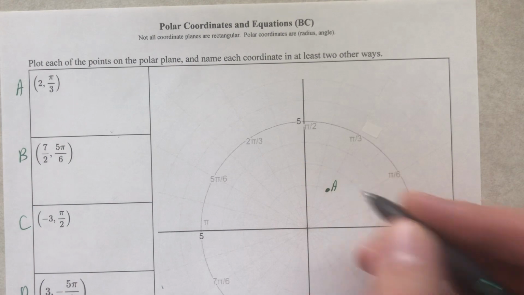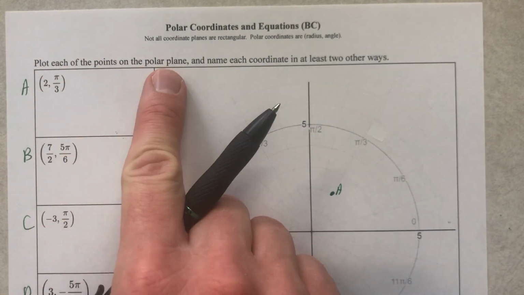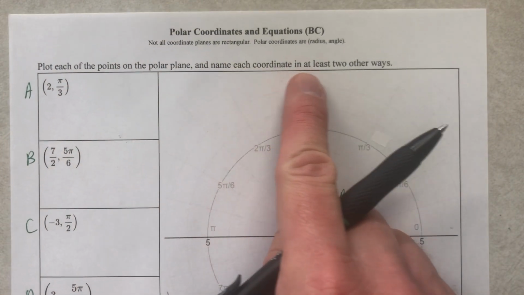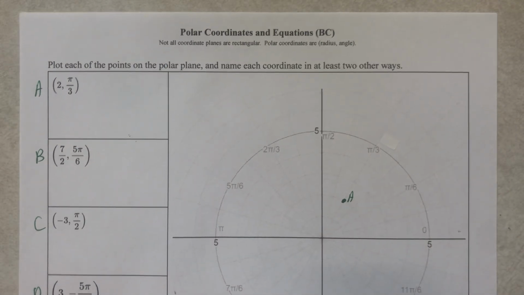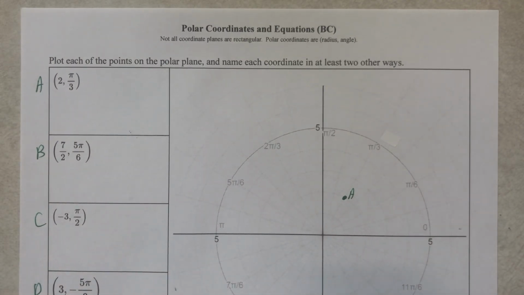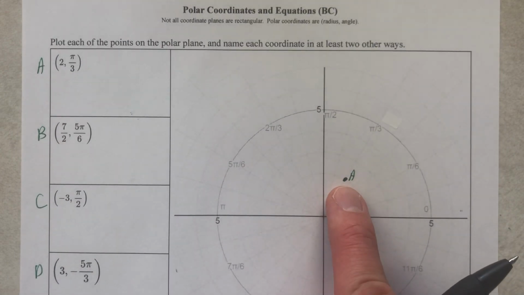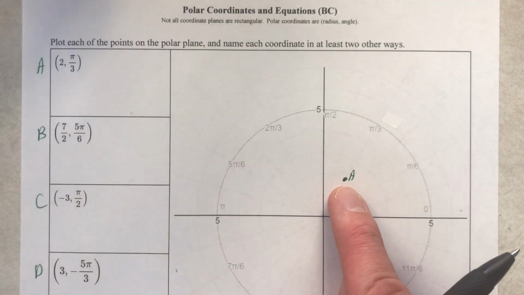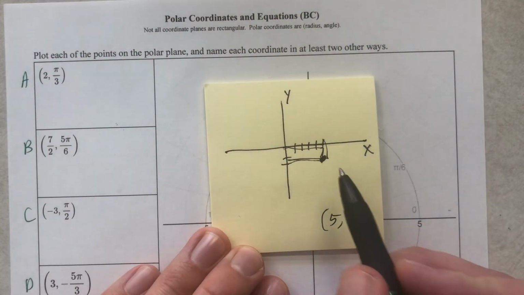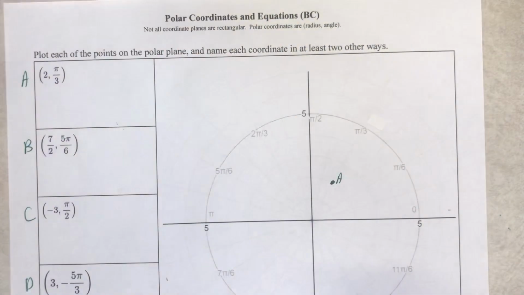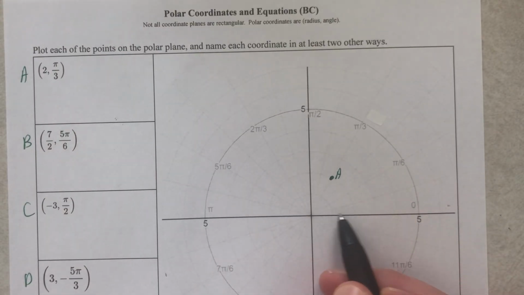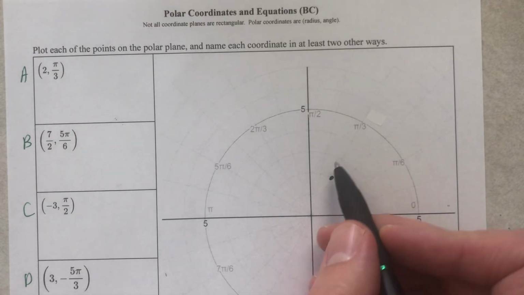and that's it. Now, it said plot each of the points on the polar plane and name each coordinate in at least 2 other ways. We're not going to do that for all of them, but we can get to this same location in more than one way. However, back to middle school, there was only one way to get here. Move forward 5, move down 2, you're done. How can you get here? You can move forward 2 and around, circular motion, pi over 3.